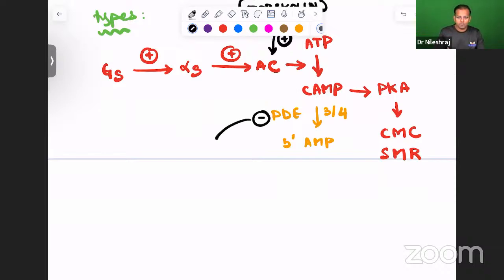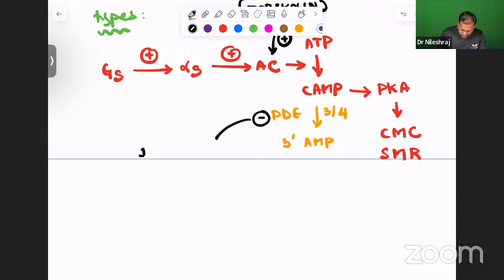What if I inhibit phosphodiesterase 3 or 4, buddies? Cyclic AMP will not be broken down. Cyclic AMP will accumulate in the body. More cyclic AMP means more protein kinase A, more cardiac muscle contraction, and more smooth muscle relaxation.